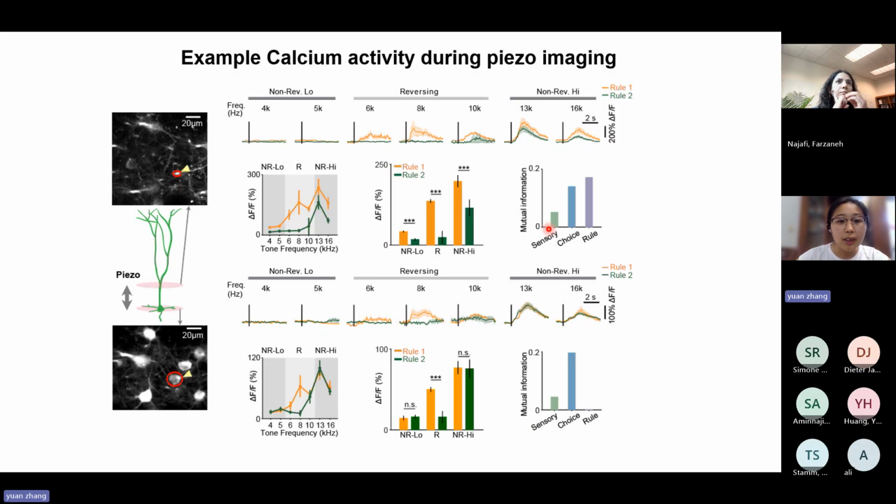For the trunk, this is the activity from the trunk, just like the activity I showed before. We can see there is still separation in non-reversing trials. This ROI has the rule information here. Well, for its own soma, there's no separation. It's not significant anymore. So within neuron, we can still find dendrites have more rule-related information than its soma.